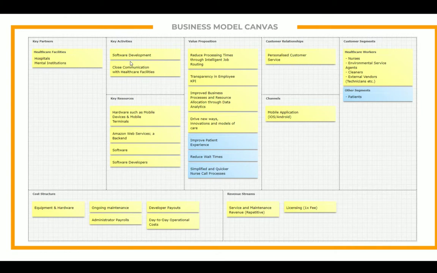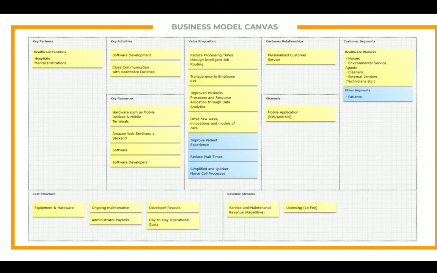So the key activities I have to perform to bring this to fruition will be software development and close communication with healthcare facilities, which includes the key partners, which are hospitals, mental institutions or any healthcare facilities. Key resources that I need are hardware, mobile terminals, Amazon Web Services or any backend software, and software developers. So what will the cost structure be like? I need equipment and hardware, ongoing maintenance, developer payout, administrator payrolls, and day-to-day operational costs.